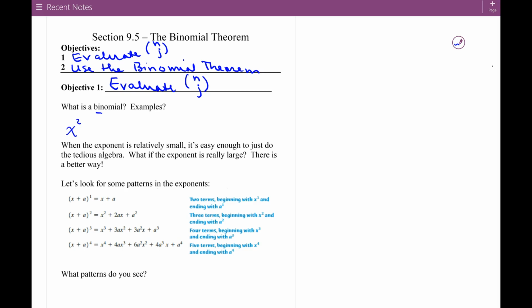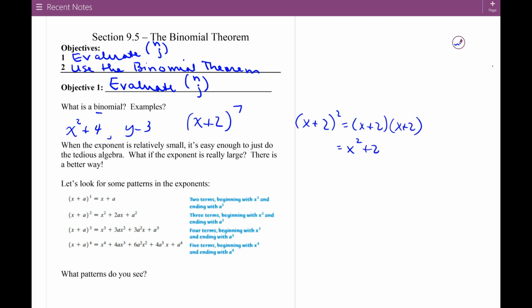So if you have something like x squared plus 4, y minus 3, those are binomials. What we're going to look at is what happens if you take something like x plus 2 to the power of 7. And with the exponent small, that's not that hard. If you want to do x plus 2 squared, you write x plus 2, and you write x plus 2 again. And then you do the FOIL method, plus 2x plus 2x plus 4, and combine your like terms to get x squared plus 4x plus 4.